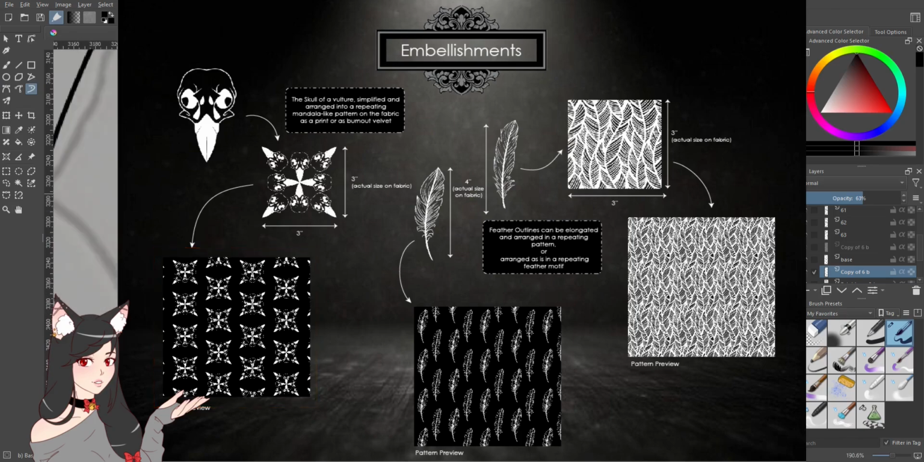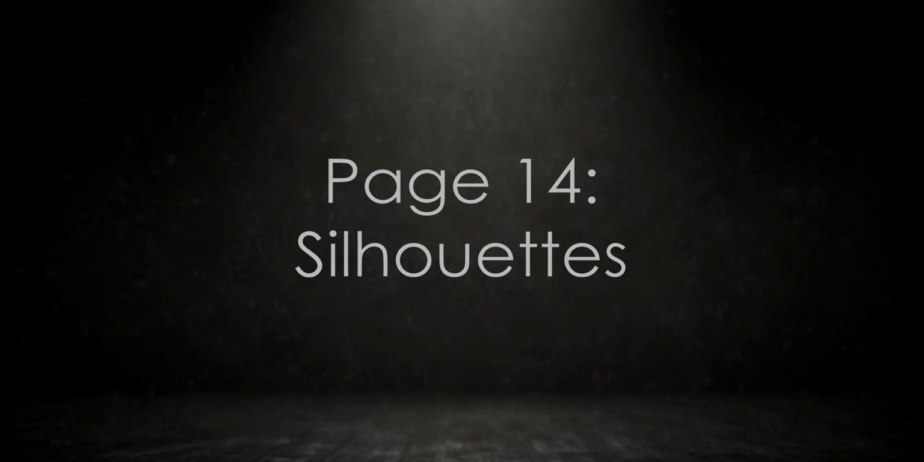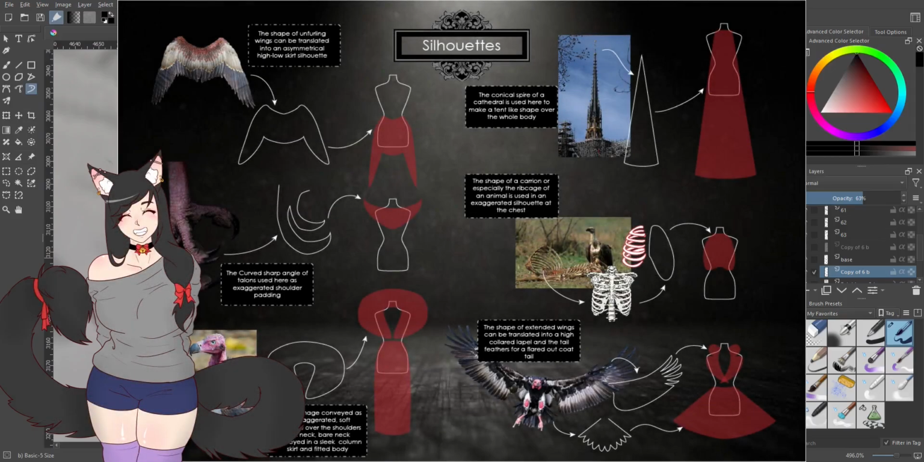Also, make sure to mention what sizes your patterns will be. For instance, my skull mandalas would be 3 inches, the feathers each would be 4, which is the actual size on the fabric, and the more dense feather pattern would be 3 inches on the repeat. Page 14, silhouettes. Now here is when the real fun begins.